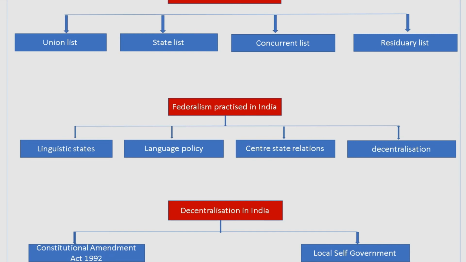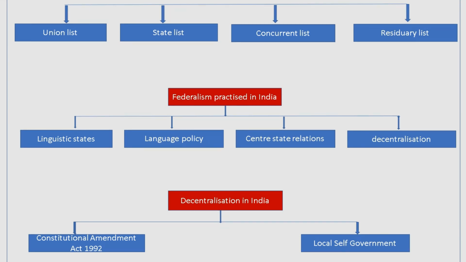Next, move to the decentralization process. What is the meaning of decentralization? When we take power from one unit of the government and give it to others, it is known as decentralization, when we divide the power. Next, decentralization in India. This is the last heading of this chapter.